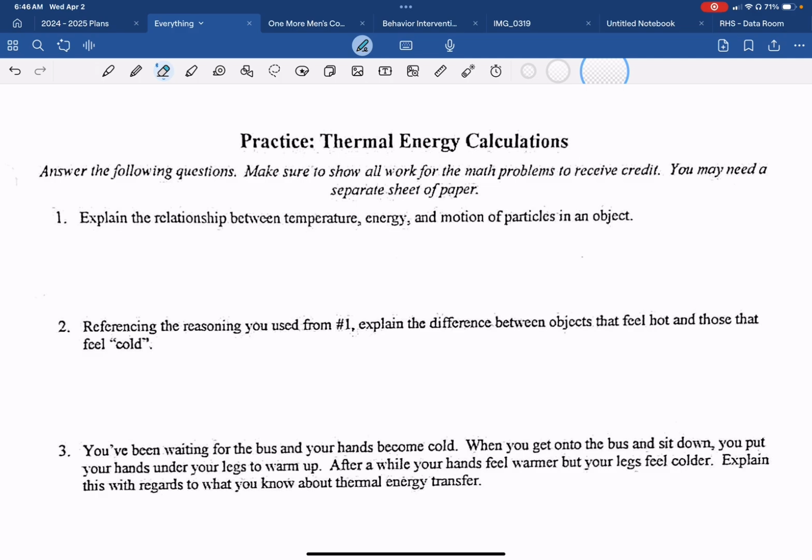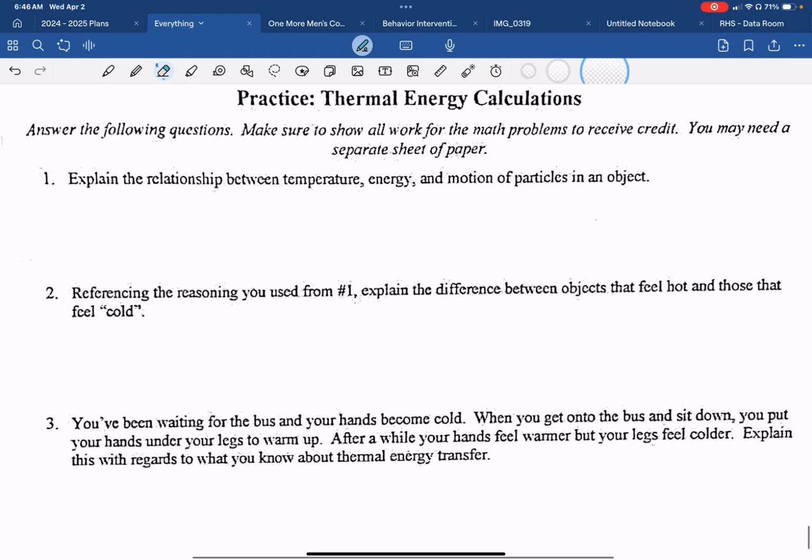You should be turning to the practice, the thermal energy calculations. You should have worked on that yesterday, but I'm just going to go through it with you. So without further ado, number one says explain the relationship between temperature, energy, and motion of particles in an object.